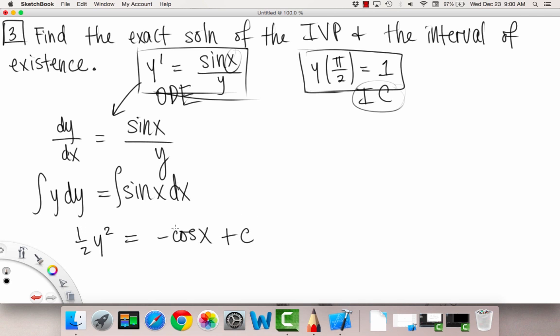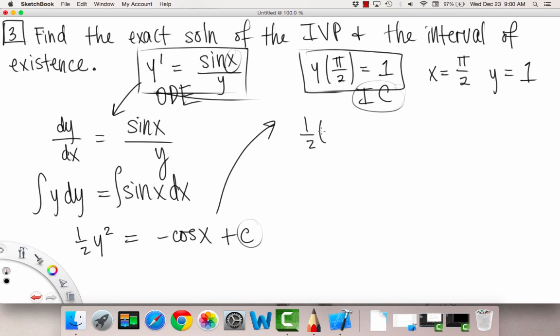And then at this point, before I try to even solve for y, I'm just going to utilize my initial condition to pin down this c, and then we'll go from there and try to solve for y. This initial condition means that when x is equal to pi over 2, then our y is equal to 1. That's what our initial condition tells us. So let's plug in those values for x and y at the same time to figure out our c.